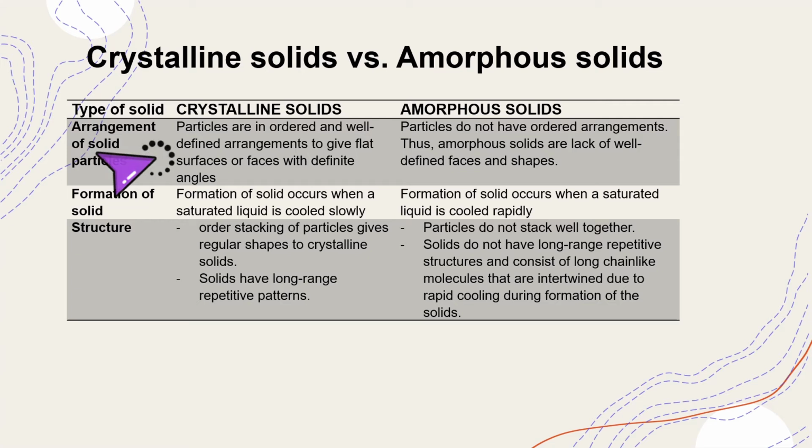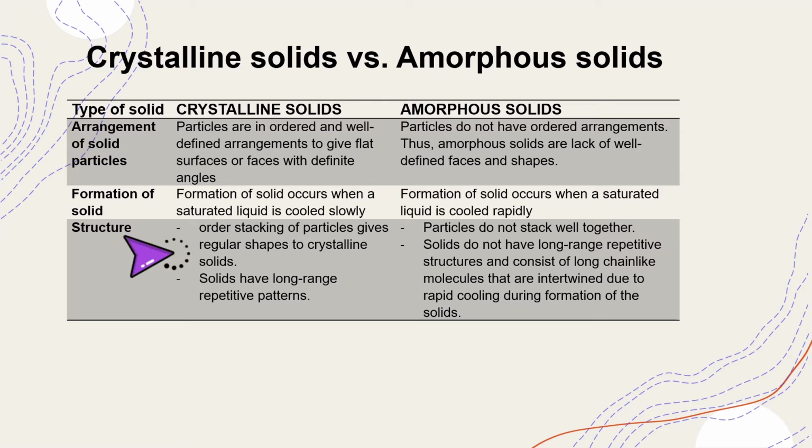In terms of arrangements of particles, crystalline solid particles are in ordered and well-defined arrangements to give flat surfaces or faces with definite angles. For amorphous solid, the particles do not have ordered arrangement. Therefore, amorphous solid lacks well-defined faces and shape. Crystalline solids are formed when the saturated liquids are cooled down slowly. The amorphous solids are formed when the saturated liquid is cooled down rapidly.